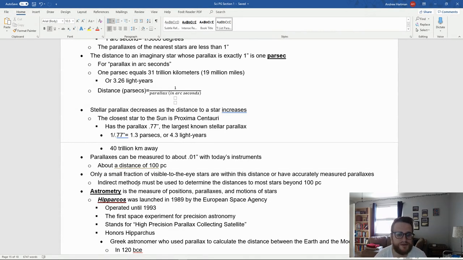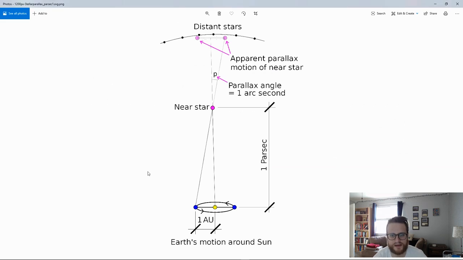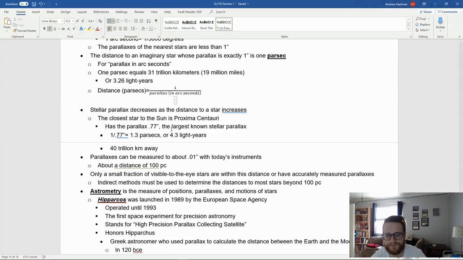Parallaxes can be measured to about 0.01 arc seconds with today's instruments, which is a distance of 100 parsecs, which is pretty good. That's not bad. Or that's how far out we can measure them. What I said didn't make sense for a second there, right? But when we think about it, the further away a star, the smaller the angle, right? It just kind of makes sense, because if there's a star up here, then its apparent change is going to be much smaller, right? Okay.